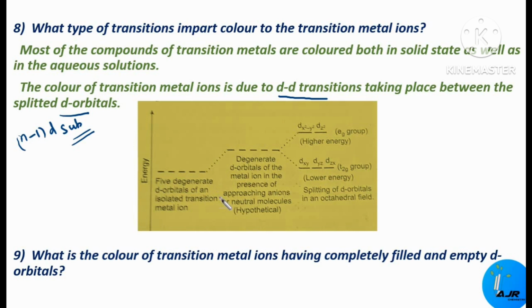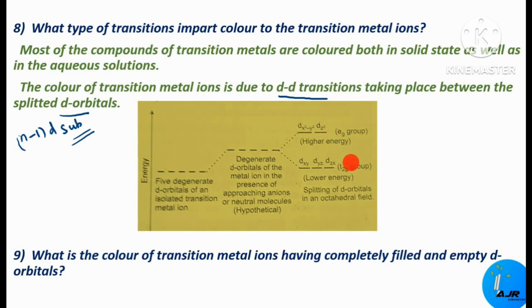The transition metal atoms or ions possess one or more unpaired electrons. When visible light falls on this transition metal compound or hydrated ion, the unpaired electron present in the lower energy d orbital gets promoted to the higher energy d orbital. This is called dd transition. Since the energy involved in a particular dd transition is quantized, only a definite wavelength gets absorbed. The remaining wavelengths present in the visible light get transmitted.